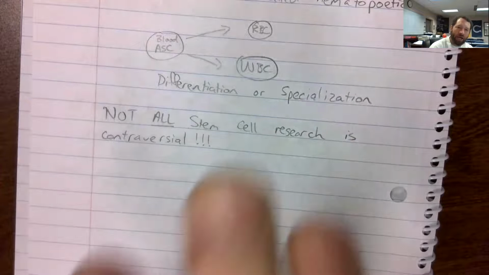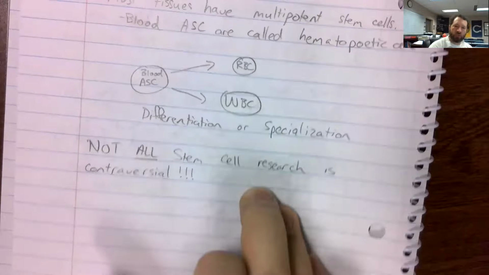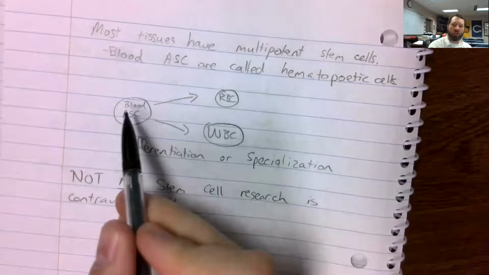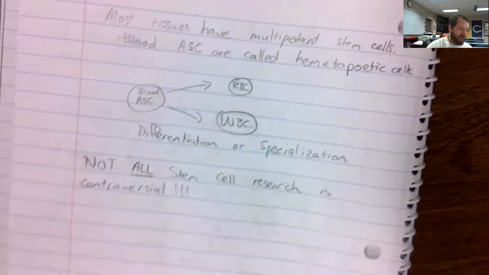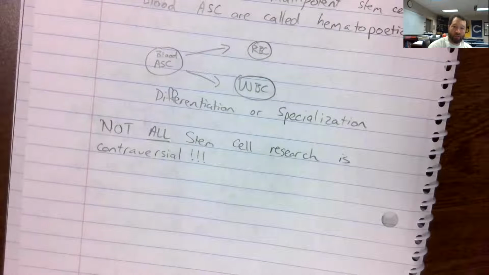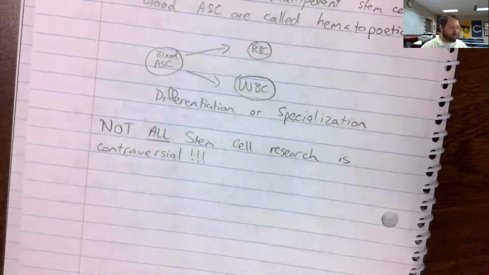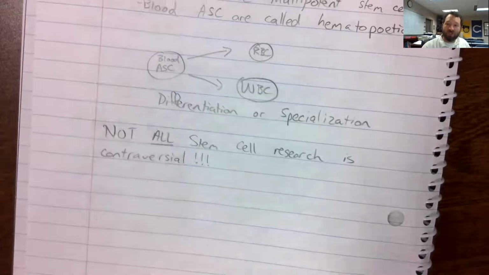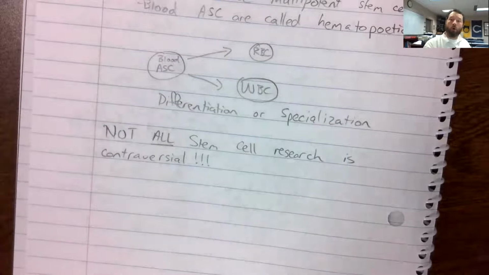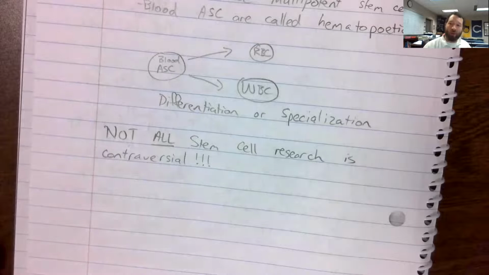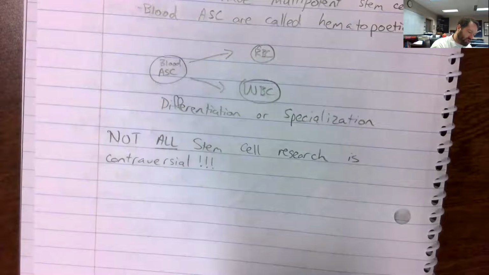There are a lot of procedures and a lot of research that is done on adult stem cells that are not controversial at all. So I think when people say, I hate stem cell research, they really need to learn that there's different types of stem cells. The multipotent stem cells we're talking about now are not controversial. Let me give you some examples.